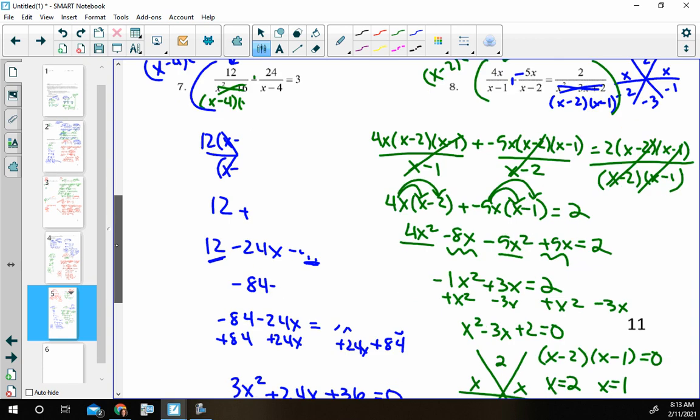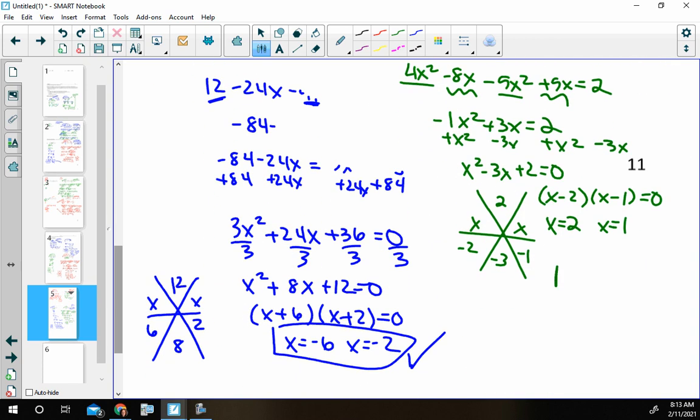So my restriction, ooh, both of them, we got no solution. Neither of those works, they're both extraneous. Okay, so this answer is going to end up being no solution.